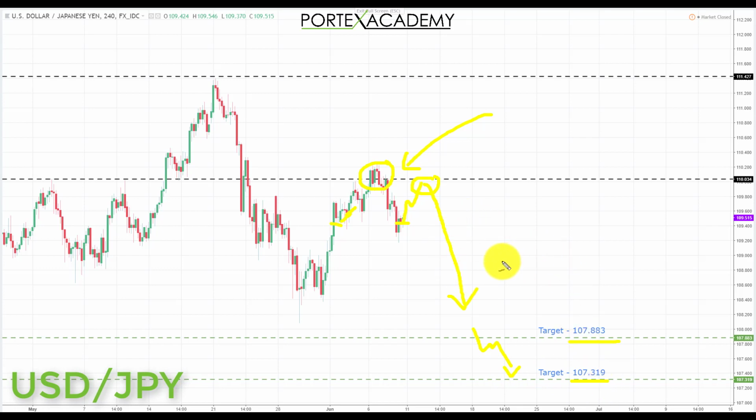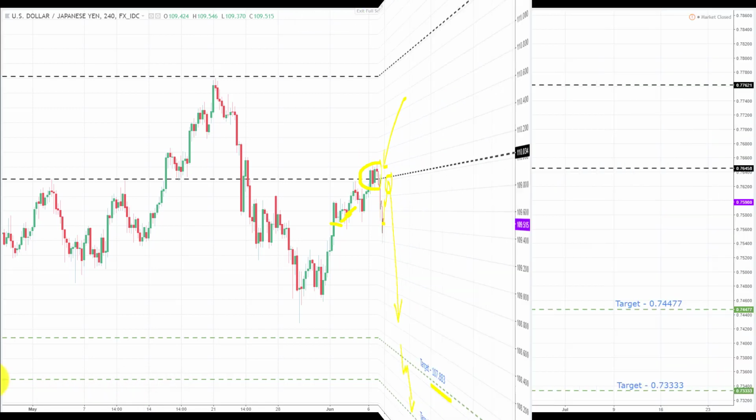Now, even though we are looking for dollar strength potentially coming into the markets next week, if we do not get that dollar strength, or if we do get the dollar strength but the Japanese yen is still stronger than the dollar, we will still see a decline in the US dollar yen. And as long as we're below the 110.034, we're favoring shorts in the US dollar Japanese yen.